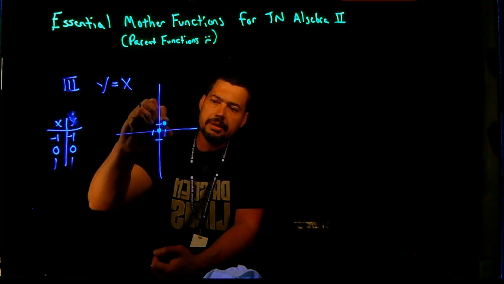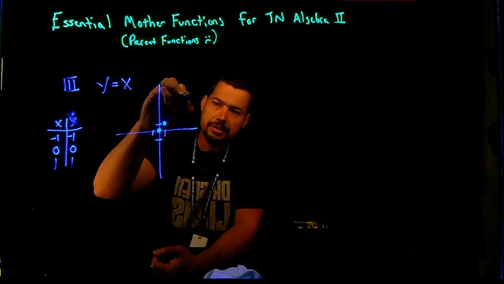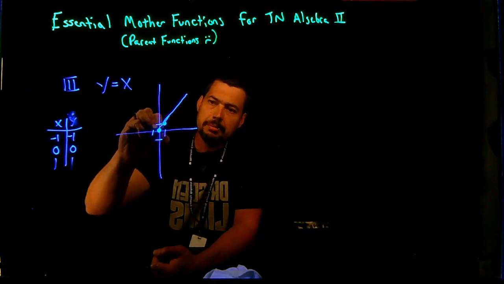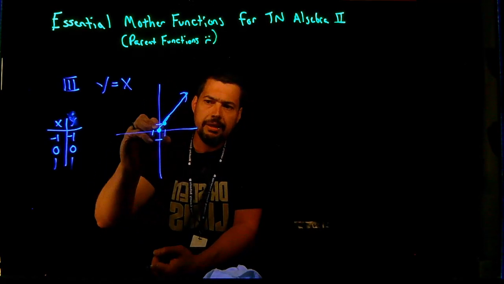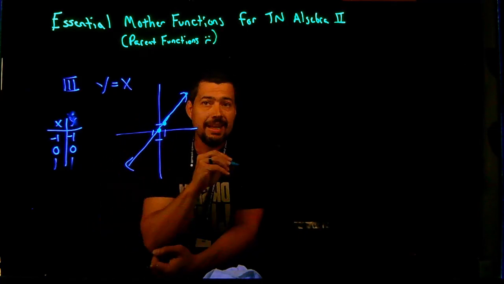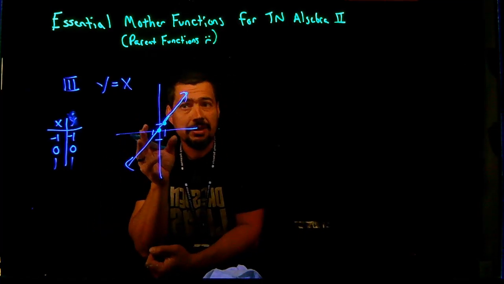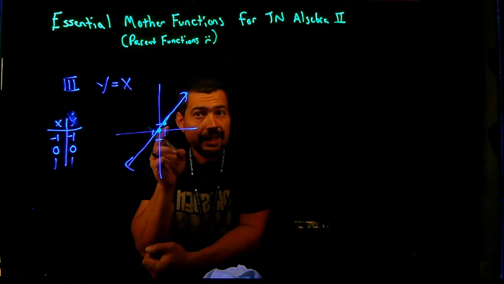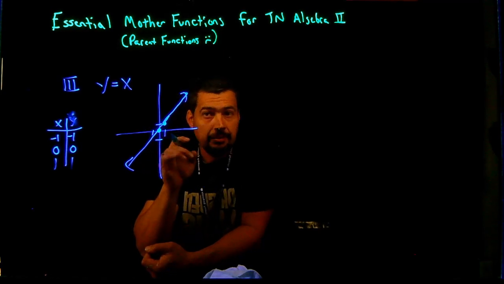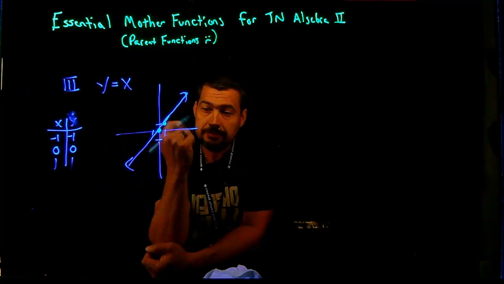You've got to make the kids plot the points, otherwise they draw something else. I see an alarming number of kids who just draw that, and I count that wrong. It's the slant. And yeah, that is a mother function, because all lines look like that, with the exception of the horizontal and the vertical.